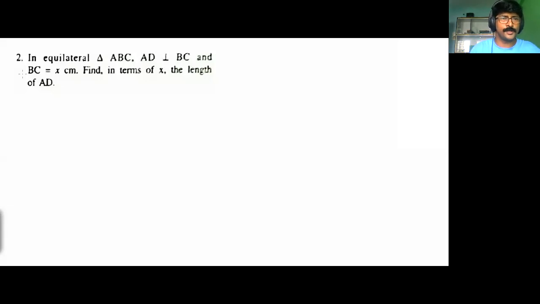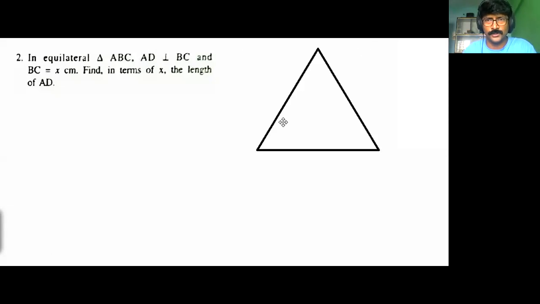Okay, students. So this is sum number 2 in front of you. It says: in equilateral triangle ABC. So let's draw an equilateral triangle. So this is an equilateral triangle ABC. What do you mean by equilateral triangle? All sides are equal, all angles are equal to 60 degrees, and so on.